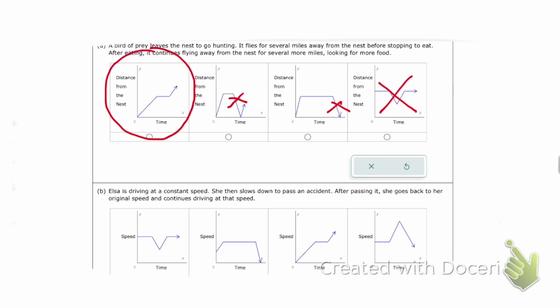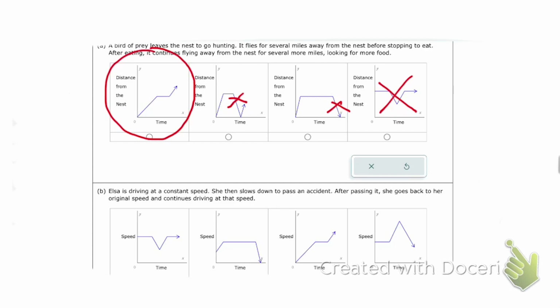Now might be a good time. You might pause here and look at this second one, look at B here, and you might try that on your own. And then after pausing, come back and see if you match my analysis.